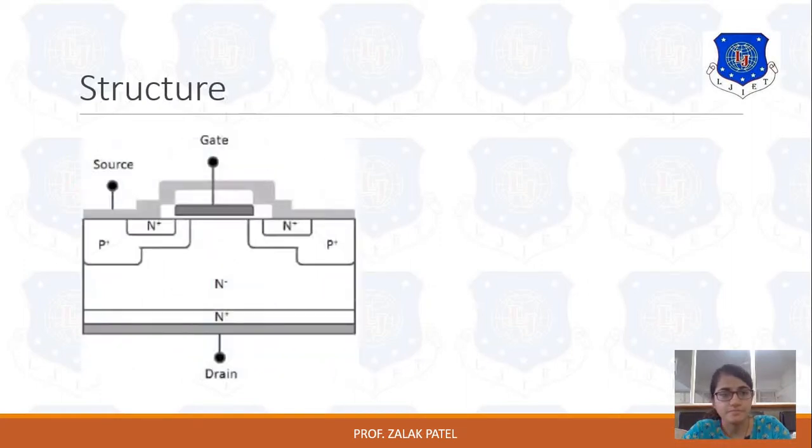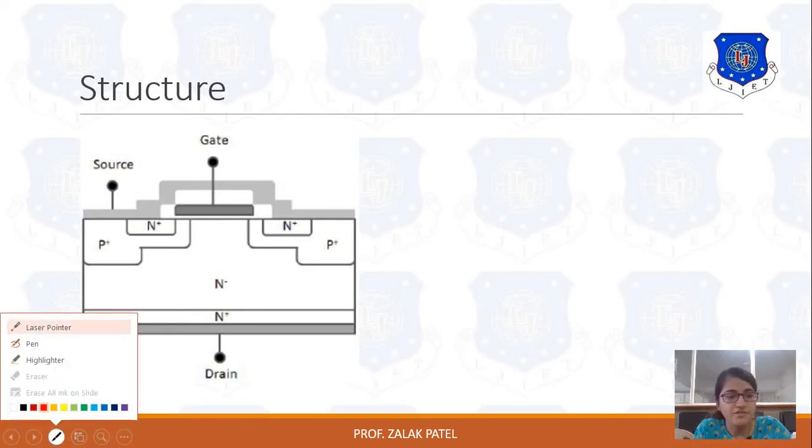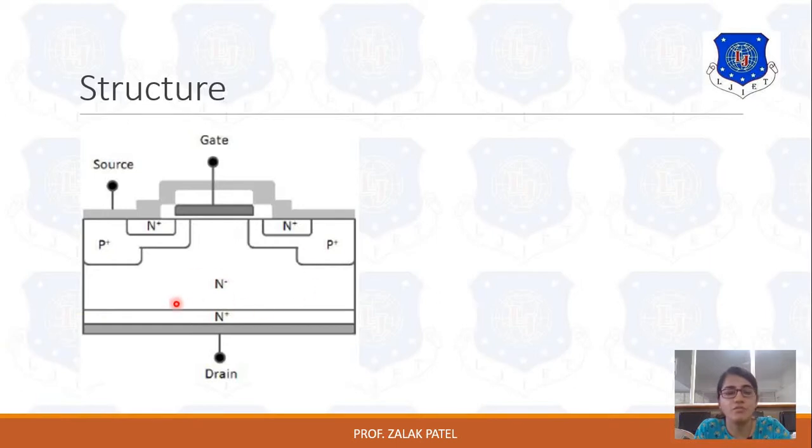Next is the structure of the power MOSFET. Here you can see the layers of N plus, P plus, N minus and N plus. There are three terminals: source, gate and drain. This whole structure is called the body of the power MOSFET. The basic difference between the common MOSFET and the power MOSFET is this N minus region, which is called the drift layer of the power MOSFET.